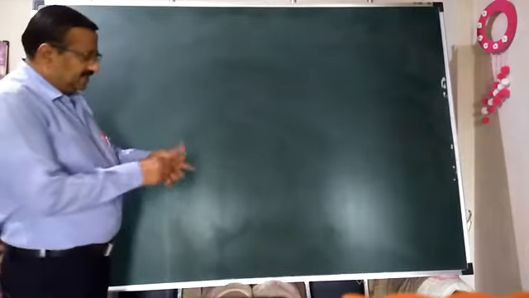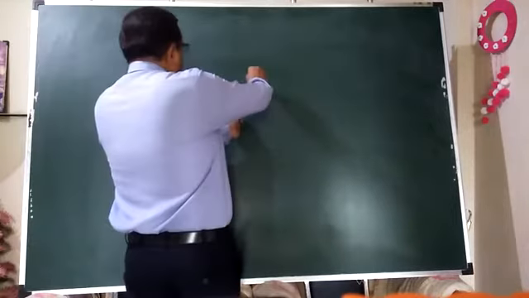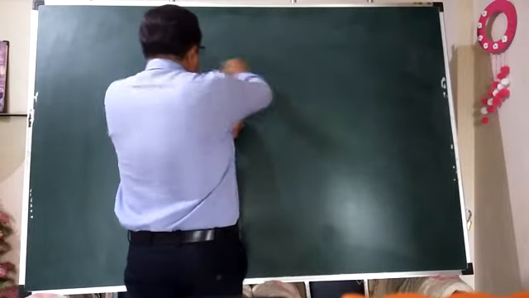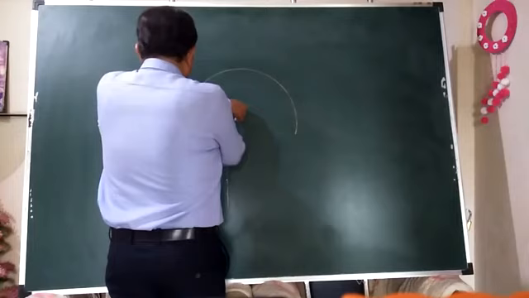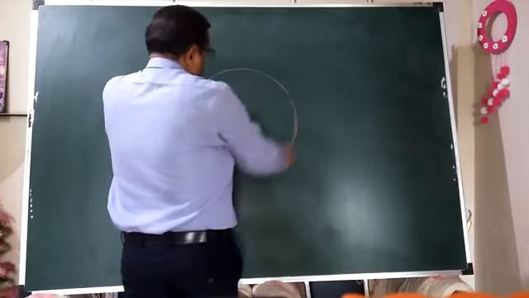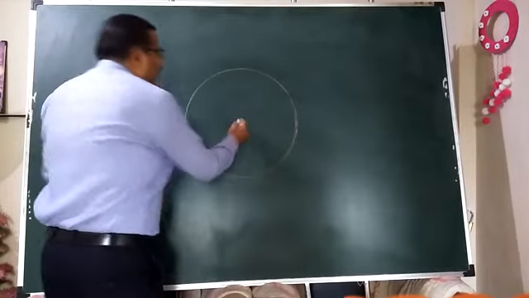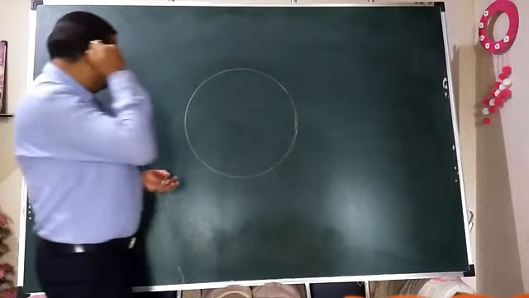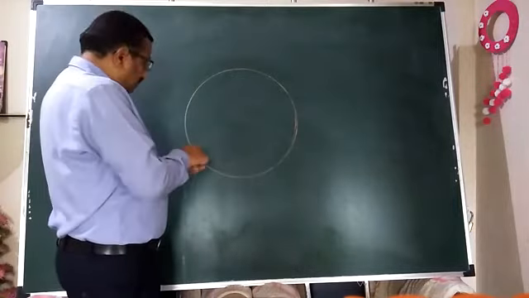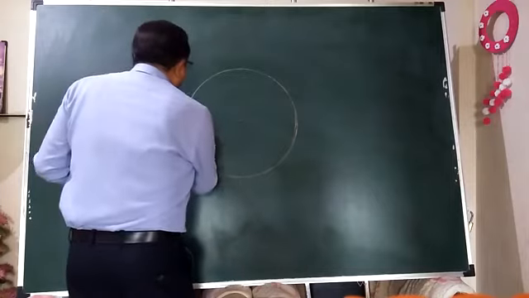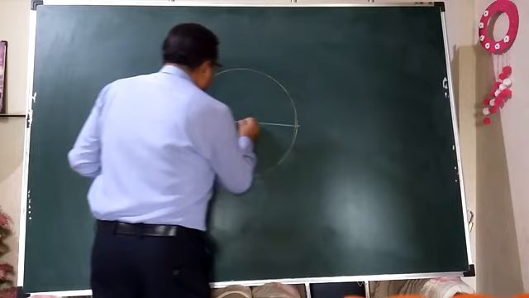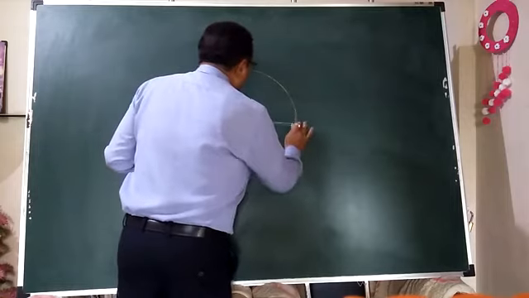Again, initially we should construct a circle carrying 40 mm diameter. Again, by the same method, what do you have to do? Initially, the horizontal diameter line as usual. Just like the earlier construction, I have drawn the horizontal diameter line.